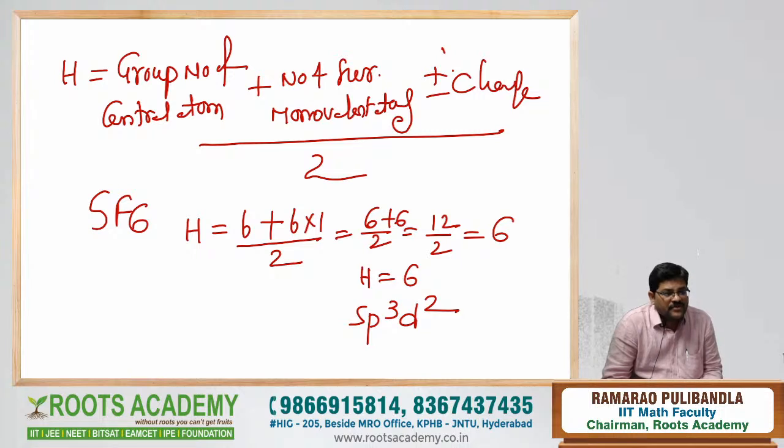So sulfur belongs to which group? Sixth group. Group number is 6. As surrounding atoms, oxygen always forms a double bond, but fluorine, except oxygen, remaining all atoms form single bonds. 6 fluorines into 1. That means (6 plus 6) by 2, 12 by 2, which is 6. That means hybridization 6 means the hybridization is sp3d2. Simple explanation.